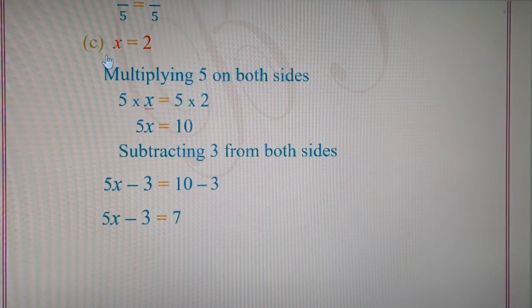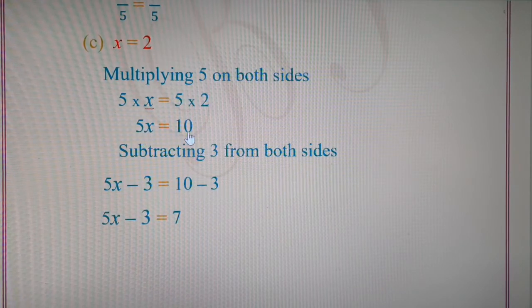x is also multiplied with 5, 2 is also multiplied with 5. 5 into x, 5 into 2. And our answer further will be 5 into x is 5x, and 5 into 2 is 10. 5 2s are 10. 5 into x is 5x. So in the next step, we'll get 5x equal to 10.